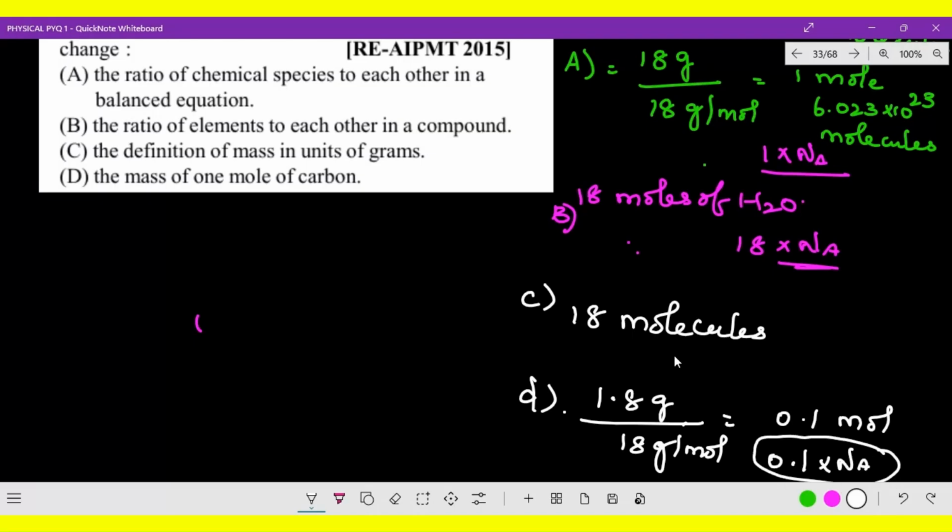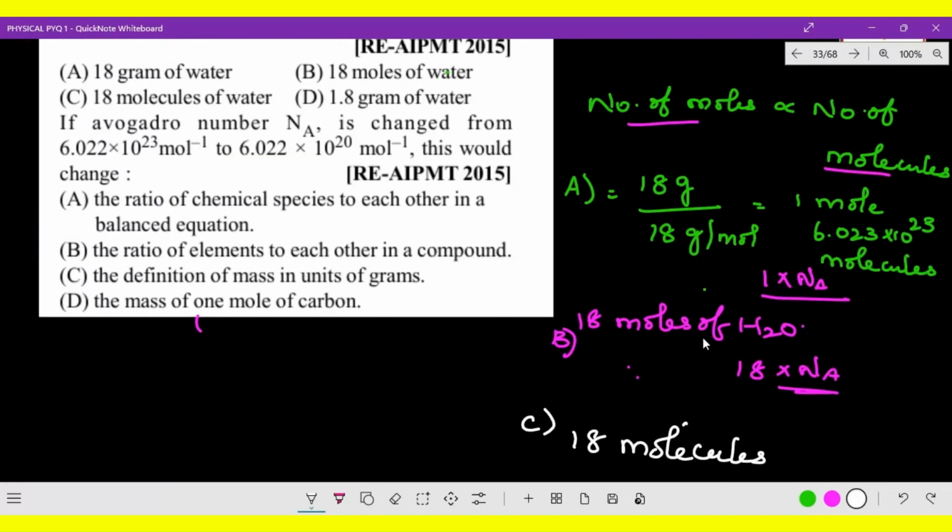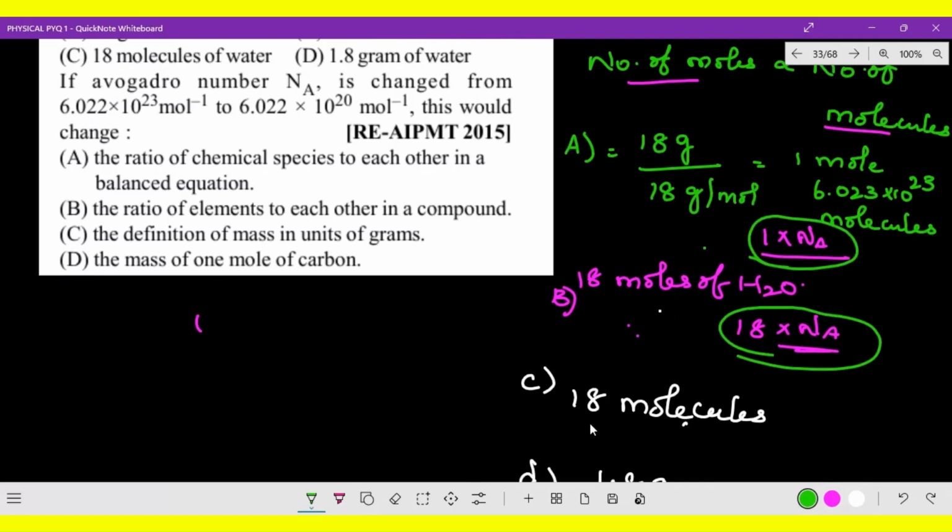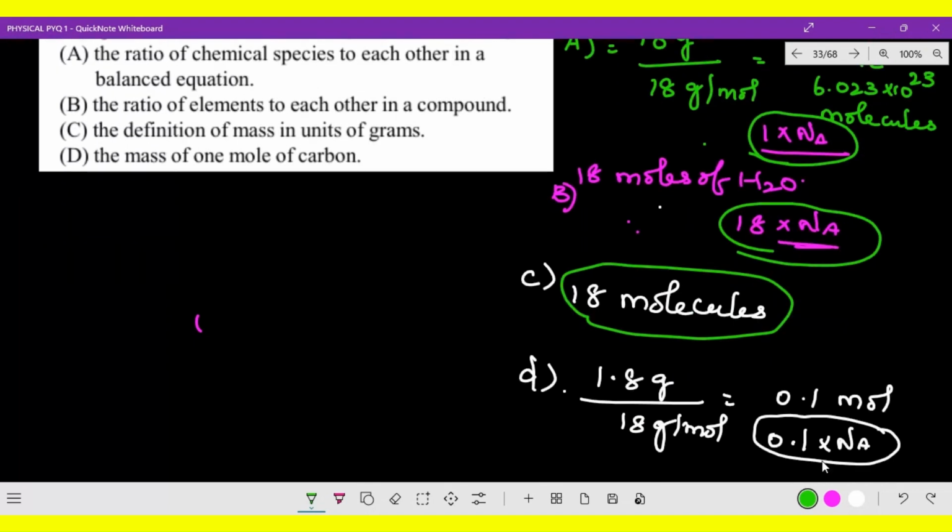Now, which has the maximum molecules? The maximum number of molecules will be with 18 moles of water. So 18 into Avogadro number. This one is 1 into Avogadro number, this is 18 molecules, and the last one is 0.1 into Na.